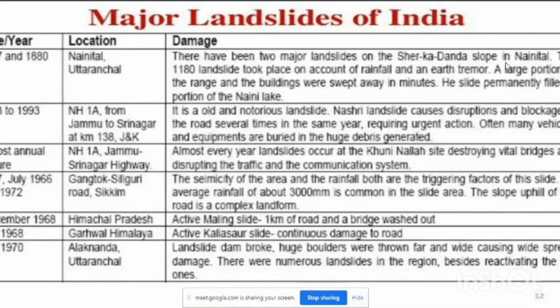September 1968, Himachal Pradesh. Active Maling site, 1 kilometer of road and a bridge washed away. July 1968, Garhwal, Himalaya. Active Kalyasar slide, continuous damage to road. July 1917, Alaknanda, Uttaranchal. Landslide dam broke, huge boulders were thrown far and wide, causing widespread damage. There were numerous landslides in the region.